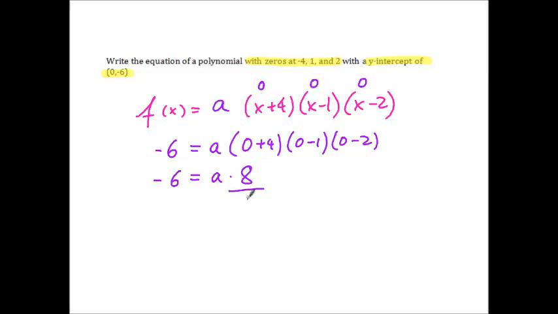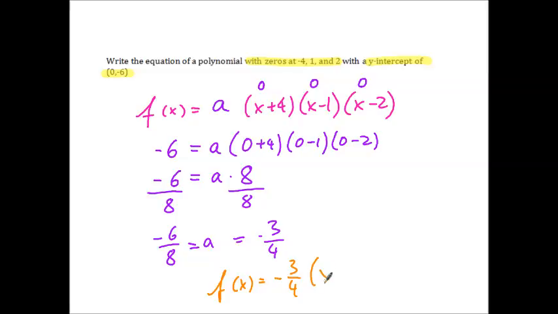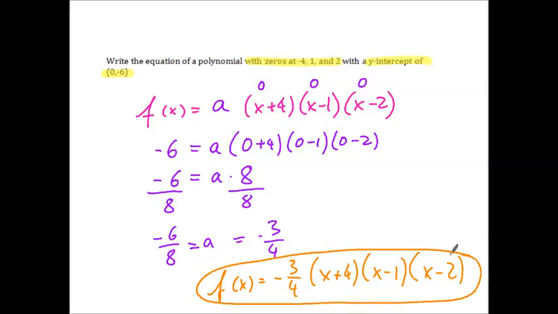Well, let's divide by 8. Negative 6 over 8 is equal to a, which we can simplify: negative 3 over 4. And now we can go ahead and write our final function. f of x is equal to negative 3 over 4 times x plus 4 times x minus 1 times x minus 2. This is the function that we have written based on the given information.